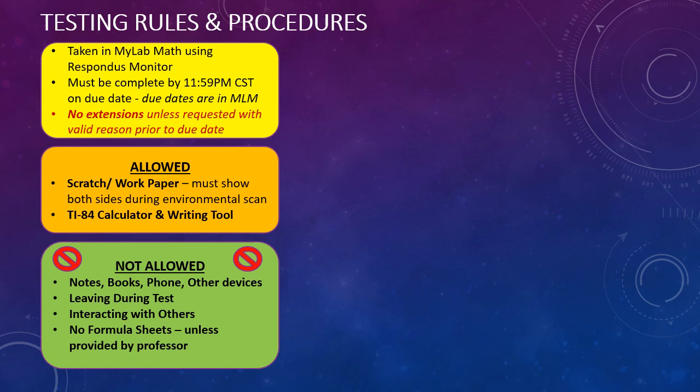I understand some of you may live with roommates, you may live with family, and there may be people around that you don't have an isolated area where you can test. Just let them know you're taking a test and that they shouldn't be interacting with you. There are no formula sheets that you are allowed unless it's given to you by me, and I will alert you that that formula sheet is available and send it to you. Just like the scratch paper, you're going to need to show that formula sheet in the environmental scan, and you cannot write on it anywhere, and you need to show the front and the back or all pages if it's a multiple page formula sheet. Most of my classes do not have formula sheets.